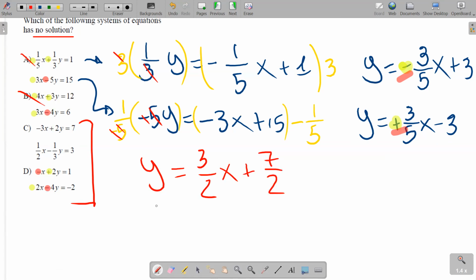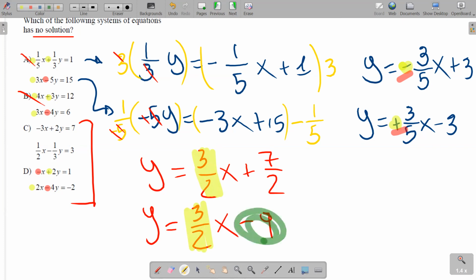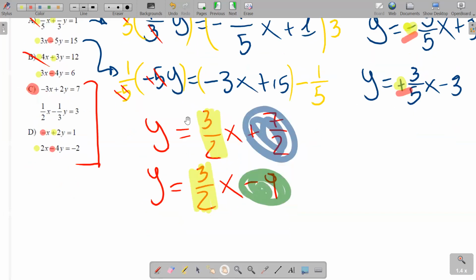The second one will be y equal 3 over 2 x minus 9. Here, we finally got the same slope. But we don't stop right here because now we need to check also the y-intercept. And in this case, the y-intercept is different. Because of that, this is the answer. Okay? Very well.